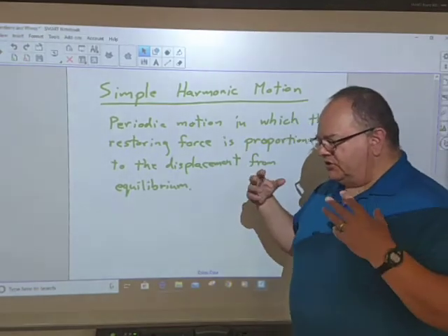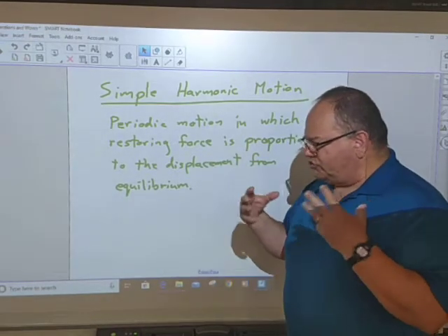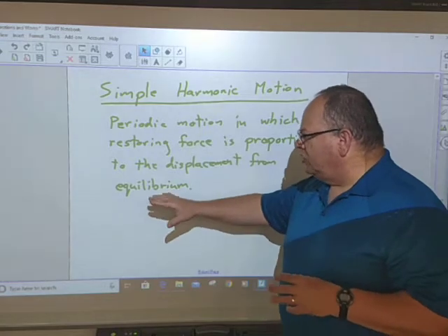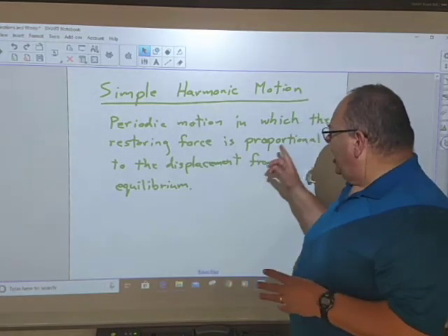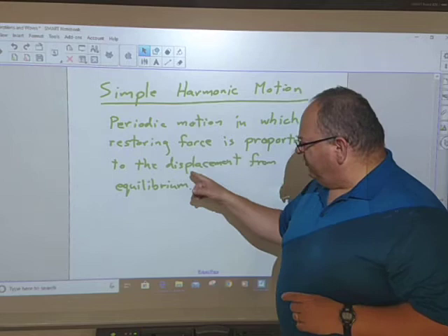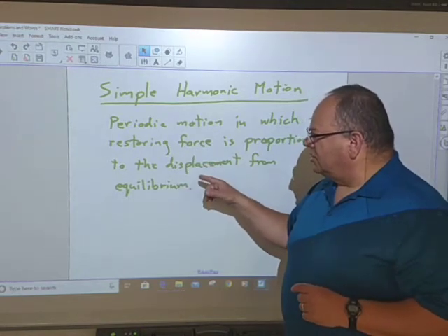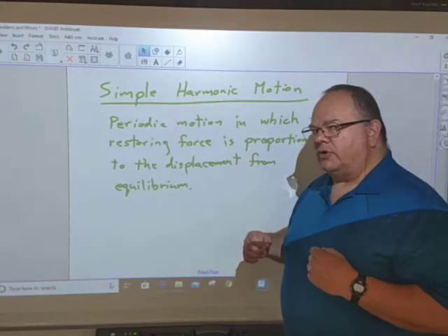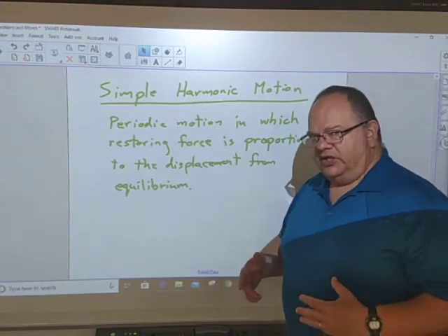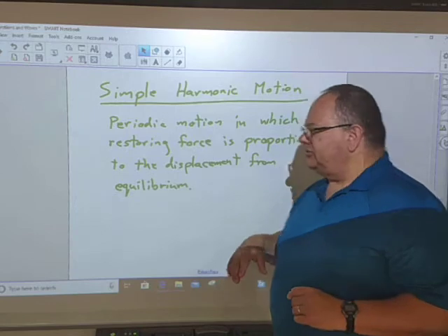Restoring force. Okay, so there's a force that's trying to make something go back to an equilibrium position. And the further the displacement, so the further we are from this equilibrium position, the greater that restoring force. I think we're going to need some example to try to truly understand that.